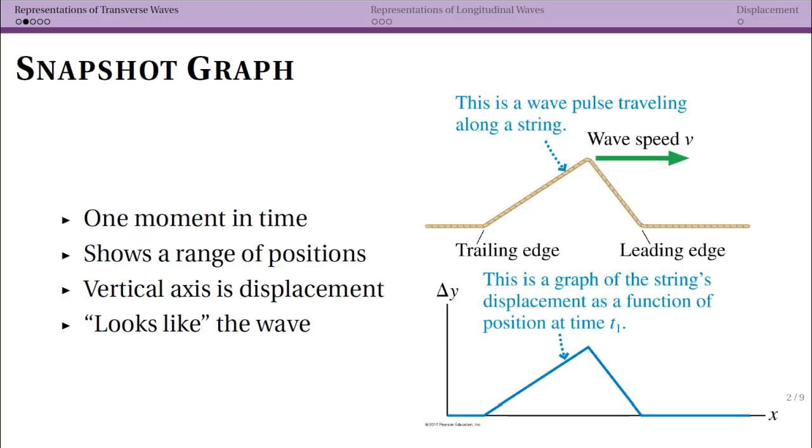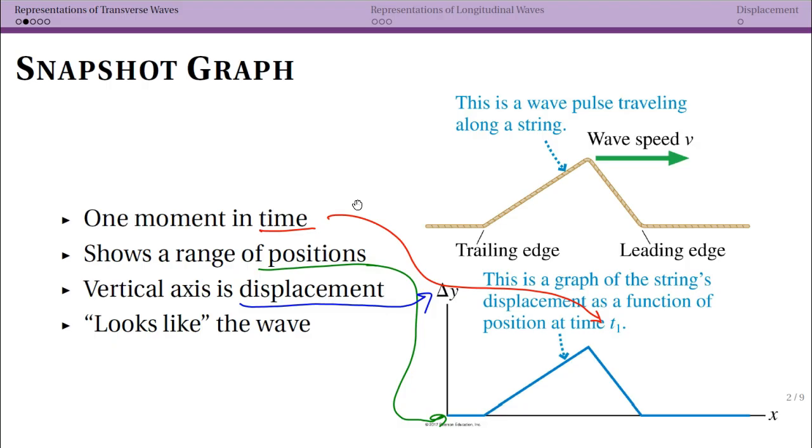So a snapshot graph is when we're looking at one moment in time, and we're then showing a range of positions. So our time here needs to be specified, about what time we're actually looking at. The positions then are just your horizontal axis. Your vertical axis is going to be the displacement. So in the case of a transverse wave, remember that's what we're talking about, our displacement is going to be vertical while our wave speed is horizontal.